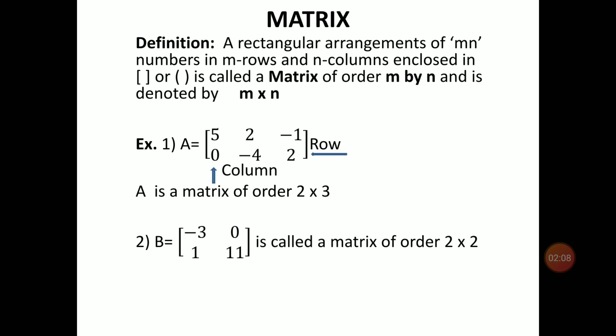Consider one more example. Here, the number of rows and number of columns is the same. That means the number of rows is 2. The first row with the elements minus 3, 0. Second row with the elements 1, 11. Similarly, the number of columns is also 2, with the first column with the elements minus 3, 1 and the second column with the elements 0, 11. And therefore, it is called a matrix of order 2 by 2.